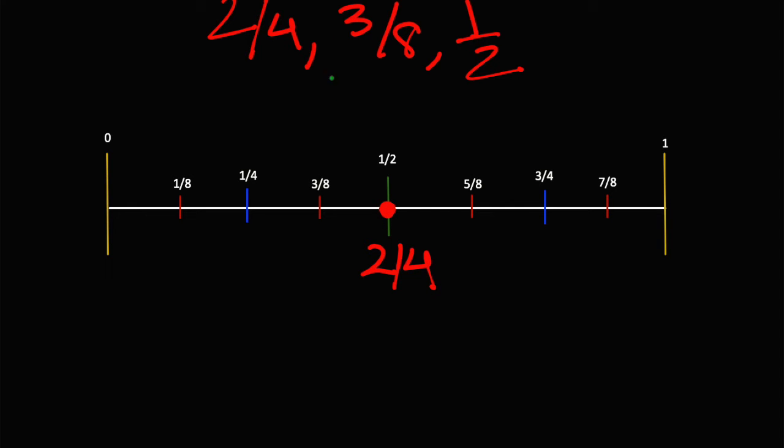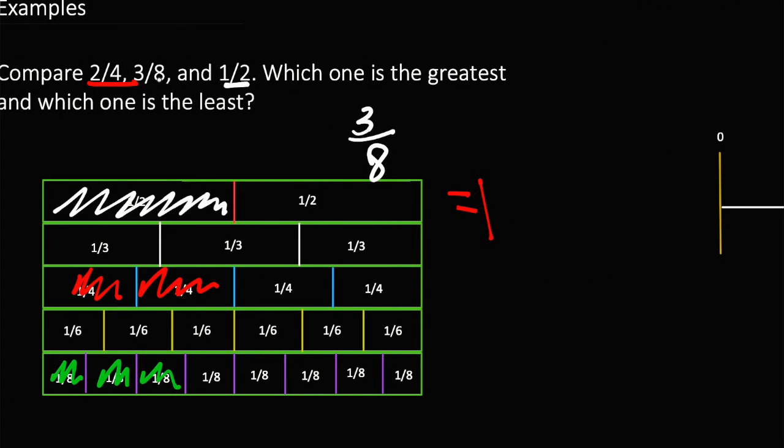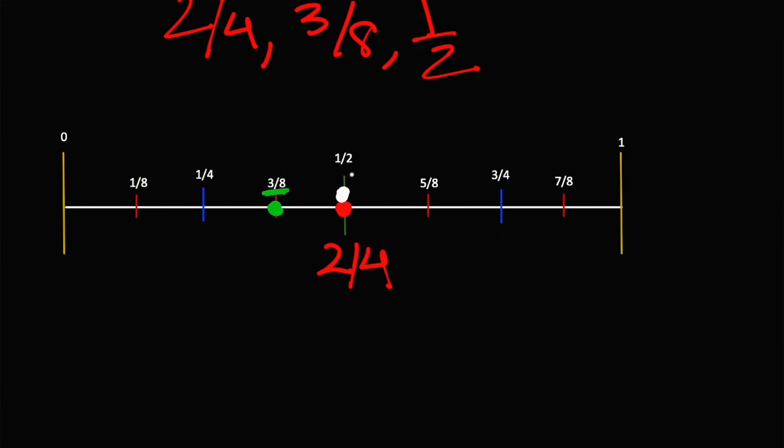Now let's look at 3/8. We know that this is 1/8, but then we also know that this is 1/4. But right here we see 3/8, so we can say that this is where 3/8 is. And then finally, we're going to be looking at 1/2. Well, 1/2 is clearly shown right here, so we can just hop over here and see that 2/4 and 1/2 are the same. So just like we saw over here, 3/8 is the smallest and 2/4 and 1/2 are the greatest, as we saw right here. Since 3/8 is behind both of these, it shows that it's smaller. 3/8 is the smallest fraction, and these two are the greatest.